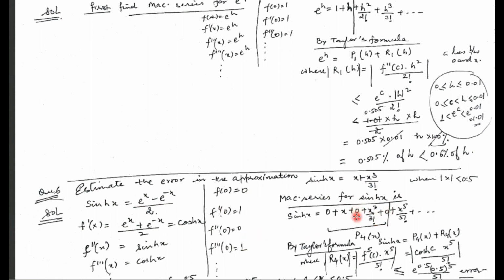Now since the even order derivatives are 0, this is a polynomial of order 3 as well as a polynomial of order 4. So by Taylor's formula, we have to consider the maximum one. So we have to find the value of the remainder of order 4, and we will find the maximum bound of this error. Here the fifth derivative is cosh c. We have to find the maximum value of this over the interval 0 to 0.5. Just replace by this and you get the value of the error. So this completes tutorial sheet 4.